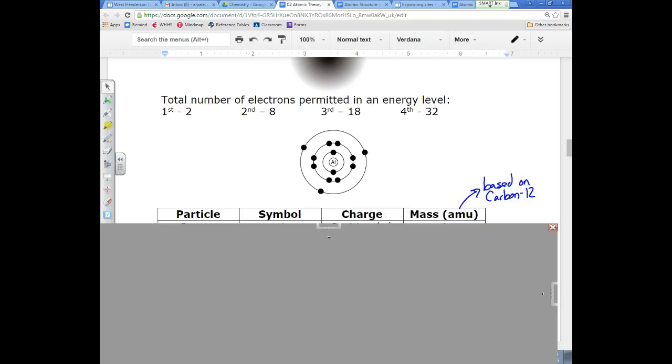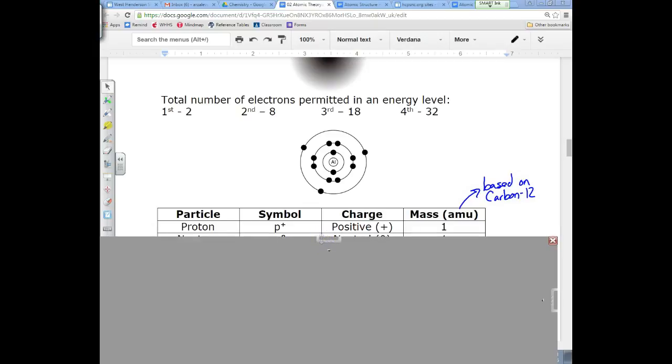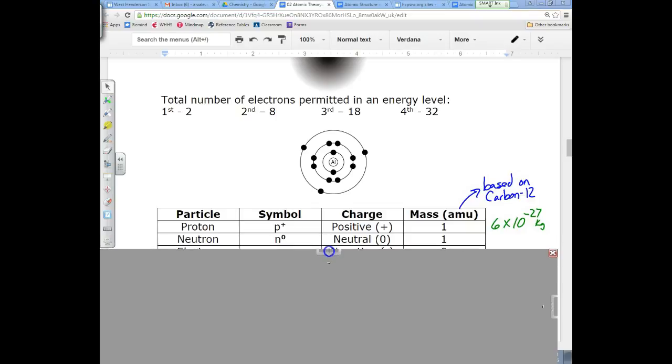All right, so our first subatomic particle is a proton. Proton has a symbol of a lowercase p with a superscript positive sign because the proton is positive. It has a mass of about 1 AMU. This was actually something like 6 times 10 to the negative 27 kilograms, something along those lines. And you don't have to memorize that mass. You need to know that it has a mass of 1 AMU, but I just wanted to show you that they are pretty tiny.